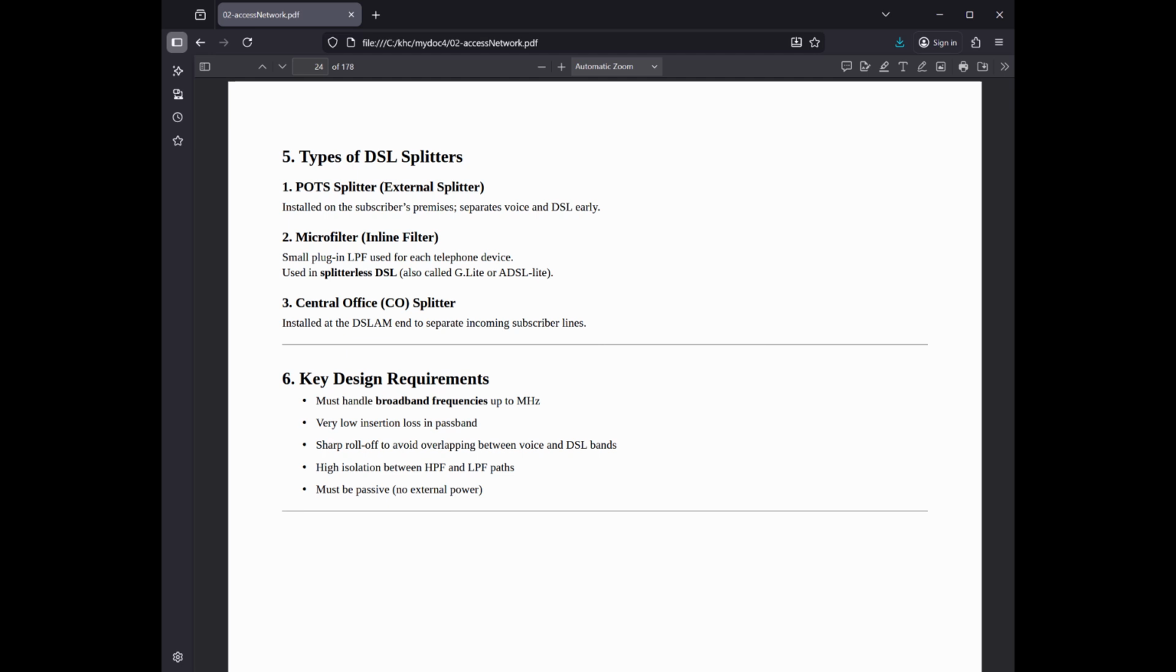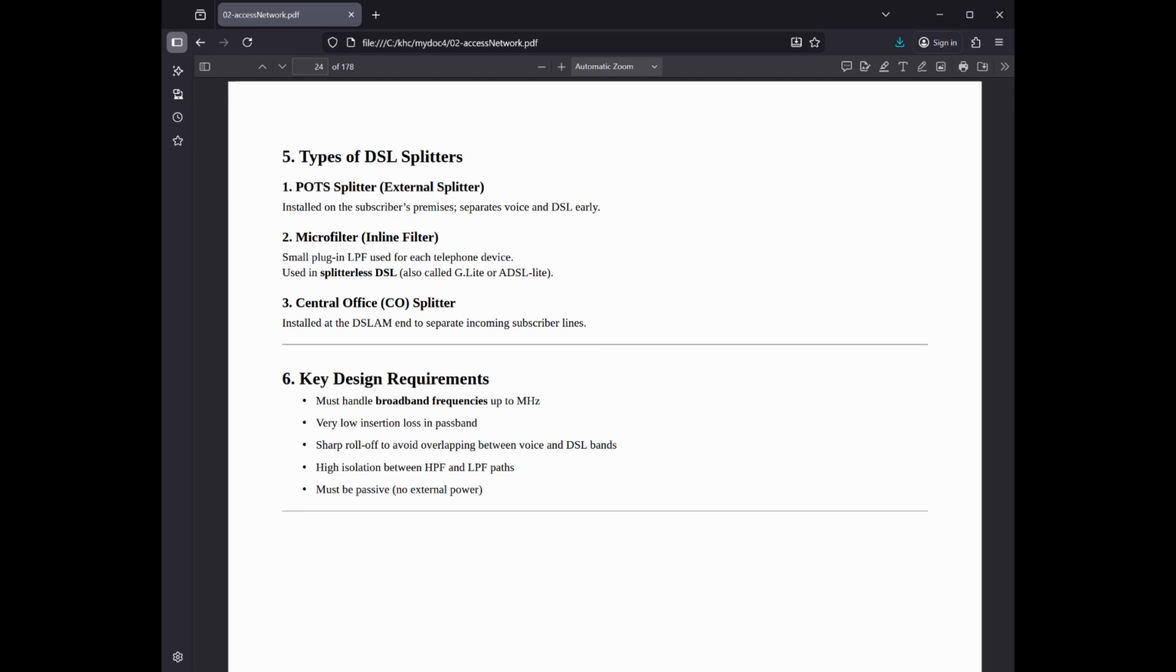3. Signal integrity and performance. Insertion loss: the loss in the voice band, at 1 kHz, should be negligible, typically less than 0.3 dB to 1.5 dB. Return loss: to prevent echoes and signal reflections, the splitter must match the characteristic impedance of the line, for example 600 ohms or 900 ohms.